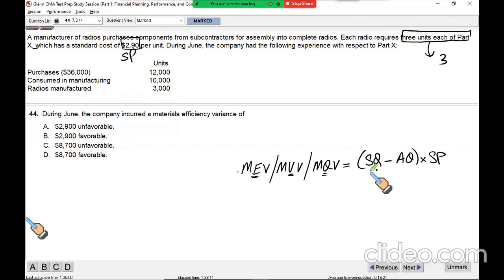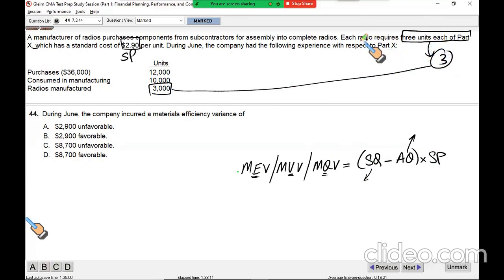We need 3 things. What is the standard quantity of part X we should have used? What is the actual quantity of parts we actually used? And what is the standard price of the part we used? Now, first, let us find the standard quantity that we should have used. How many radios did you produce? You produced 3,000 radios, right? Actual radios manufactured. As per our original standard, each radio should use 3 units of part X. If you produce 3,000 radios, then you should use 3,000 times 3, you should use 9,000 parts.